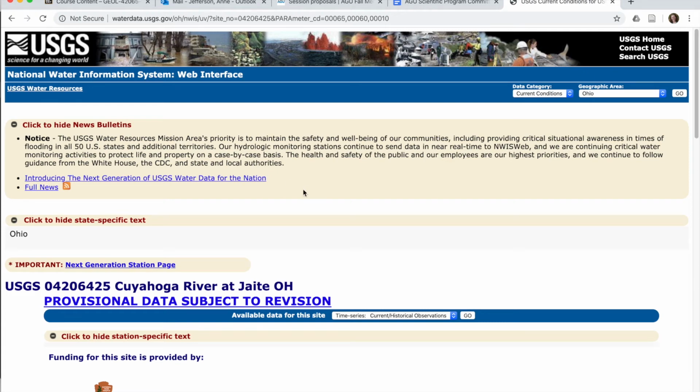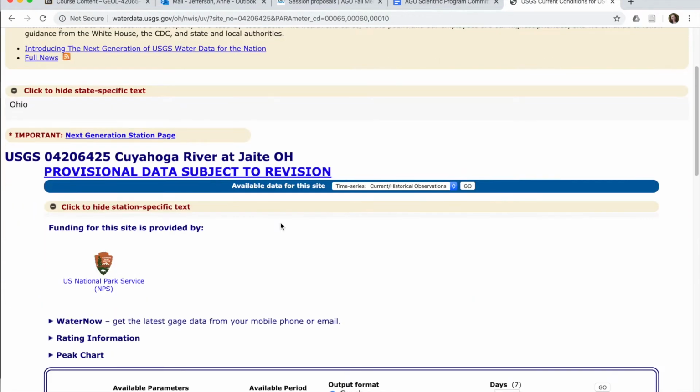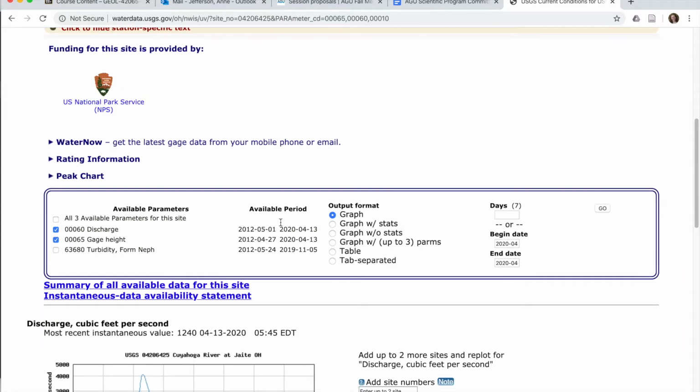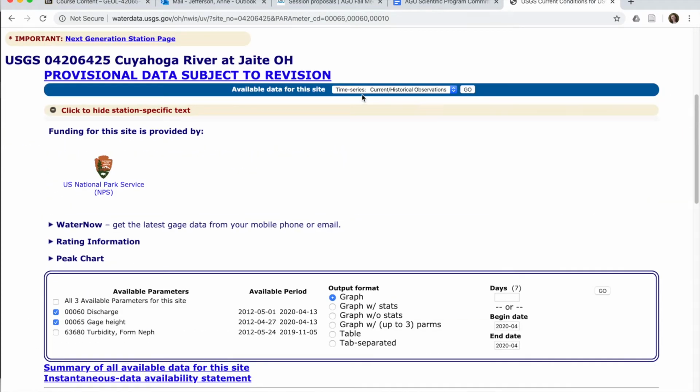Right, so when we get to a particular gauge, we can scroll down and we can see it's taken us to the current slash historical observations to start with. And that's because we said we were interested in current conditions. So we can see now from this landing page that they measure discharge or stream flow, gauge height or water depth, and turbidity, which is a measure of how muddy the water is. But we can also see when the available data is.